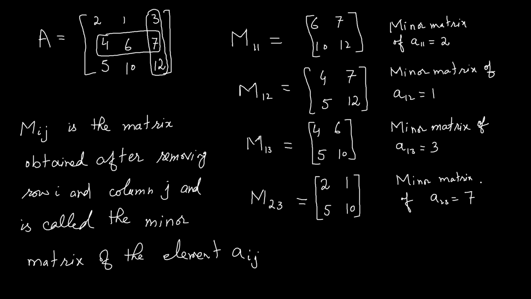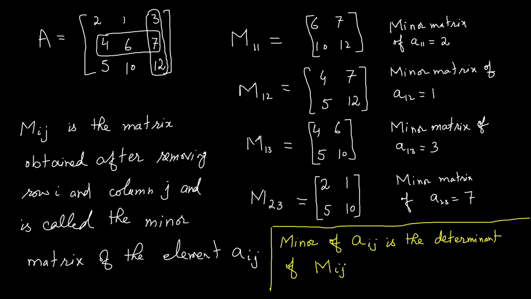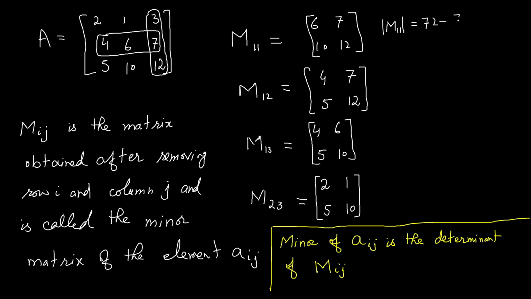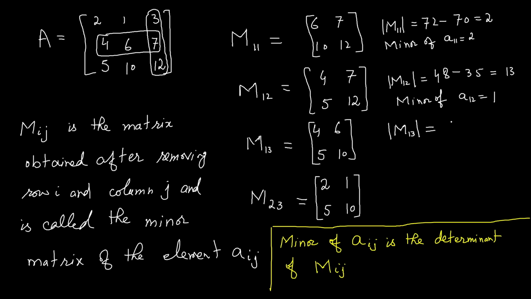If we calculate the determinant of a minor matrix, it is called the minor of the corresponding element. Minor, without the word matrix. So minor matrix and minor. Minor is the determinant of the minor matrix. So the minor of Aij is the determinant of Mij. Minor of A11 is 2, minor of A12 is 13, minor of A13 is 10, and the minor of A23 is 15.